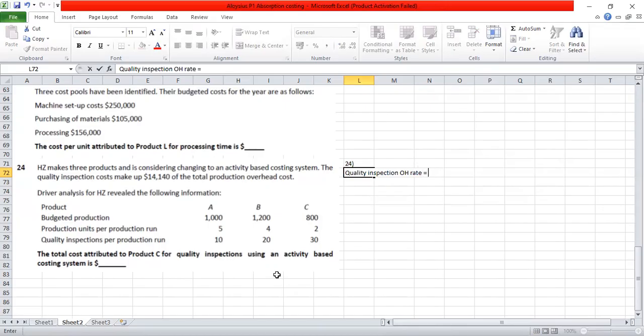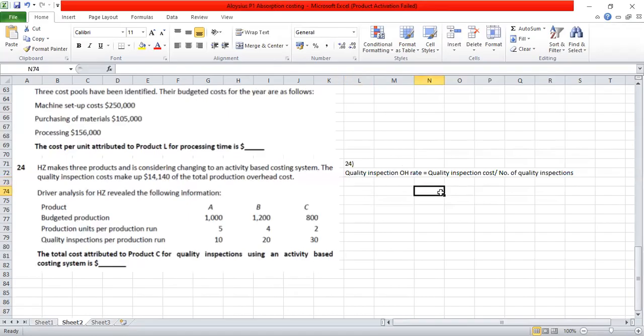Quality inspection overhead rate is equal to quality inspection cost divided by number of quality inspections. Now quality inspection per production run is given. For every production run, the number is given, but total number of quality inspections are not given. So quickly let's prepare that.